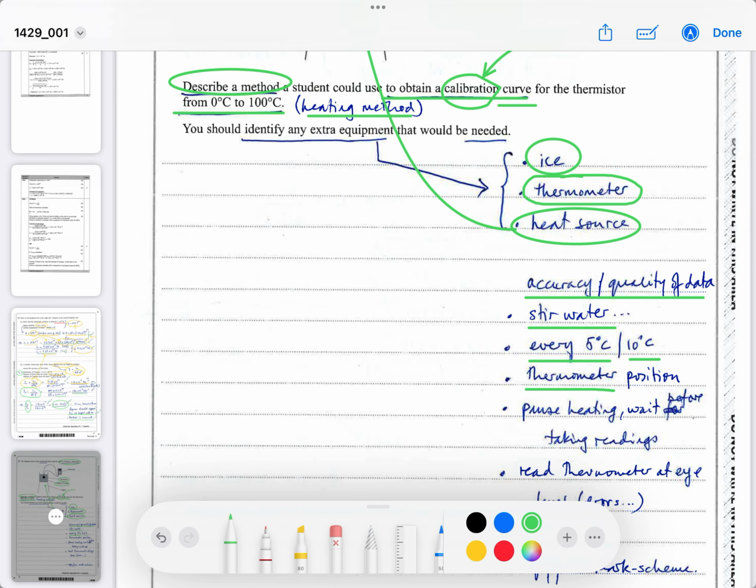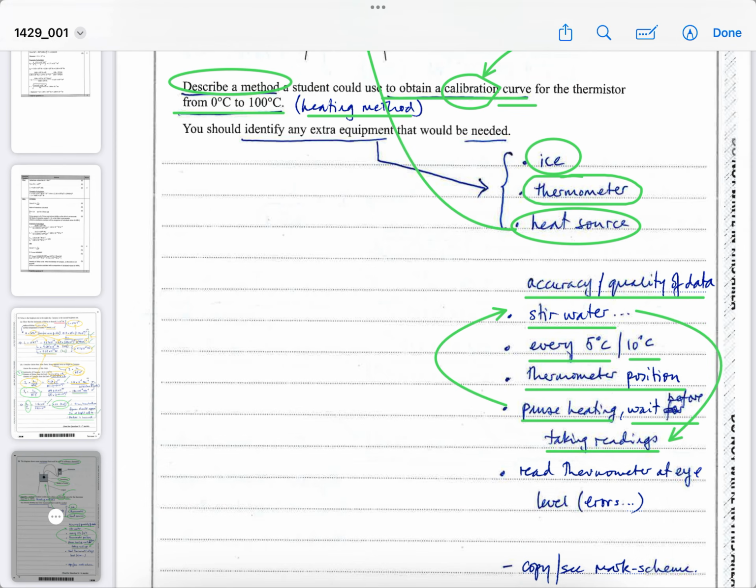The position of the thermometer is important. You want the position of the thermometer to be close to the thermistor. Yeah, because the temperature can vary within a beaker of water, especially if you're heating it fast. And that's why you should pause the heating. Wait a while before you take your readings to allow the temperature to settle and to stir it at the same time. So pause, stir, and then take readings. That will be a good way of doing it.